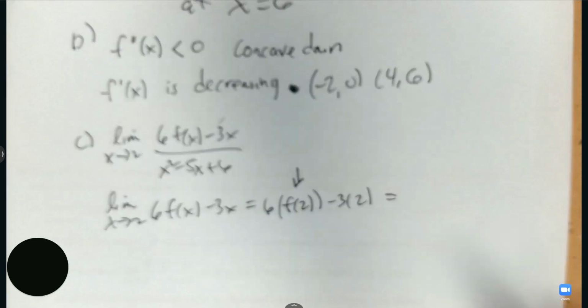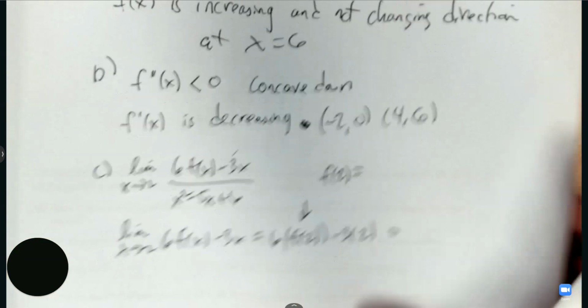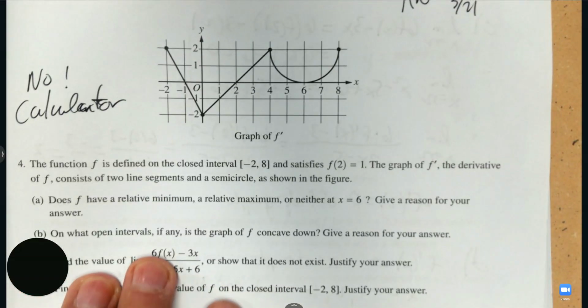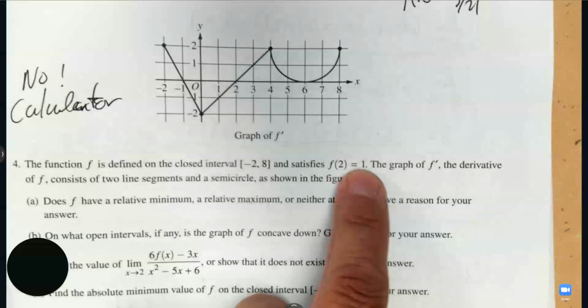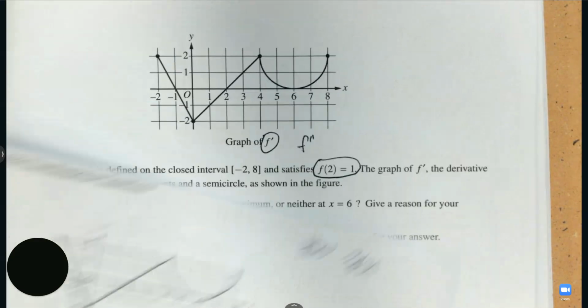So on the side, I'm going to figure out what f at 2 is, how do I find that? I'm given the derivative. I need to know what f at 2 equals. So I have to go here and go, hey, f at 2 equals 1. It's given. I don't even have to find it. It's there. It's 1.